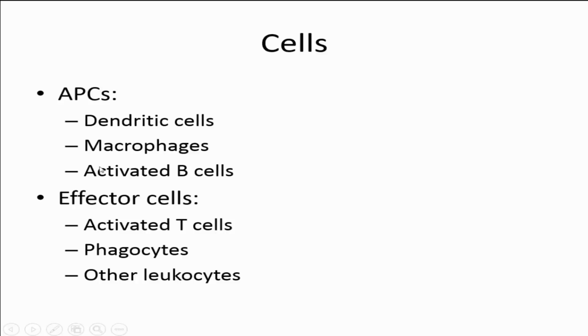B cells. And then the B cells, so naive B cells are not a good antigen-presenting cell, but once they are activated, they make sure that they present those antigens on their surface and become good antigen-presenting cells. And then there are effector cells, and we talked about these activated T cells, phagocytes, and some other leukocytes. So if you think of eosinophil cells or some others, those are, again, effector cells, which can actually kill. They have enzymes to do the killing, right?